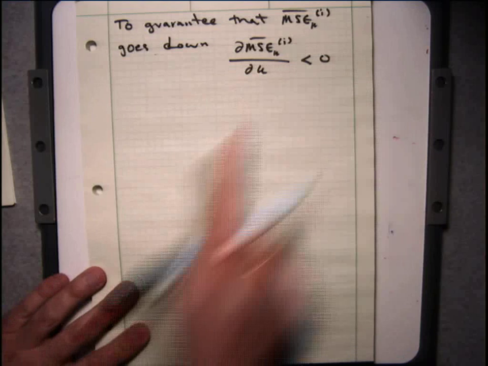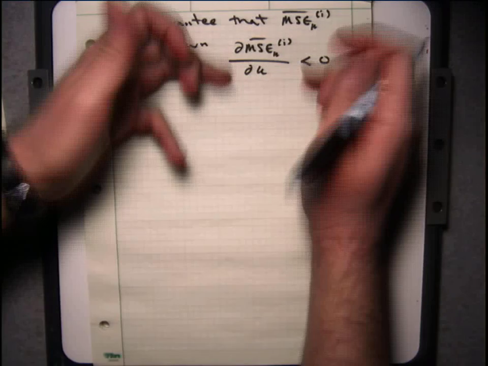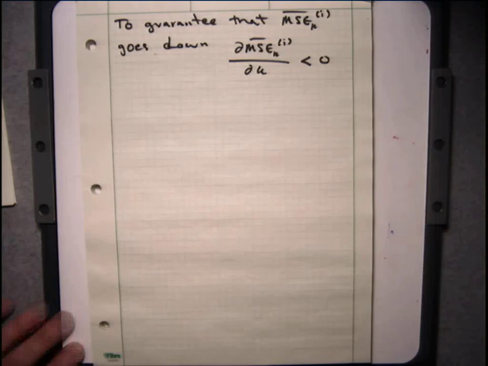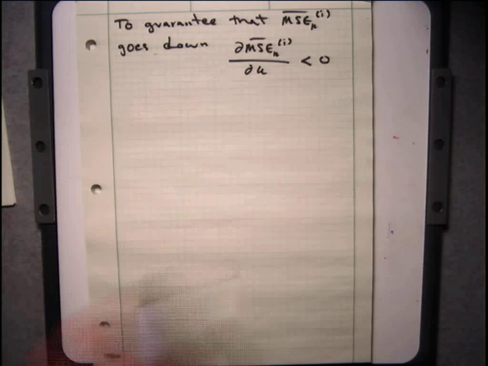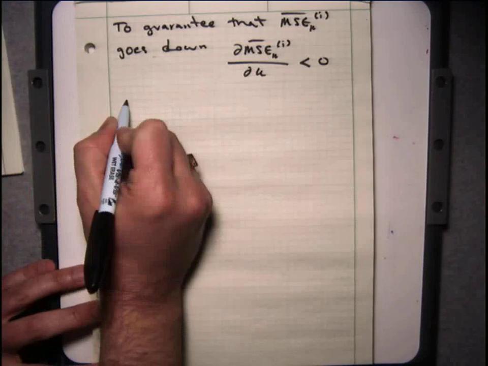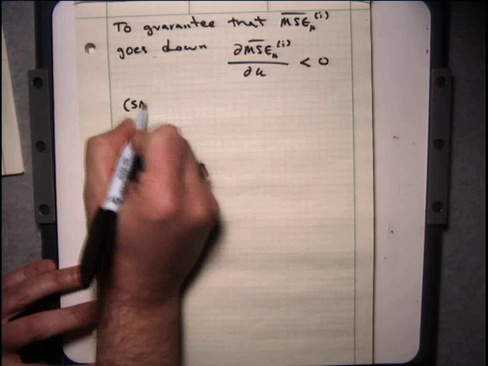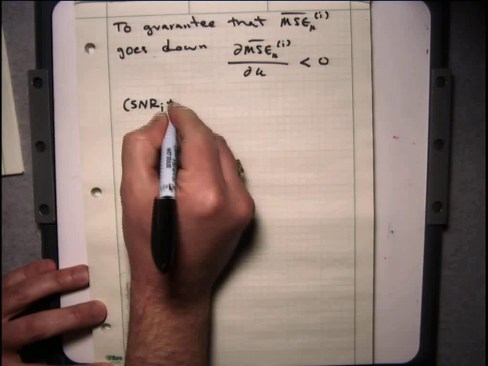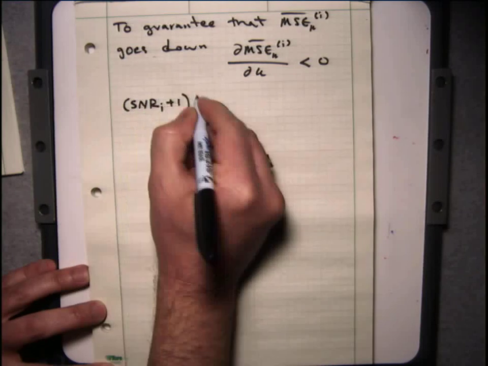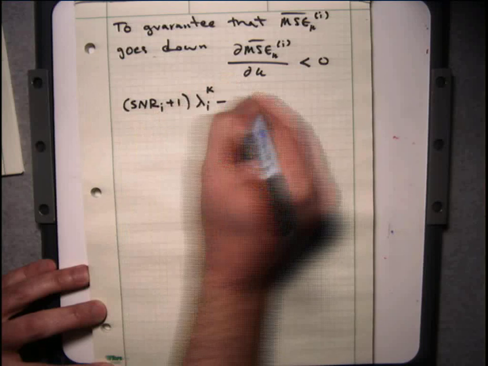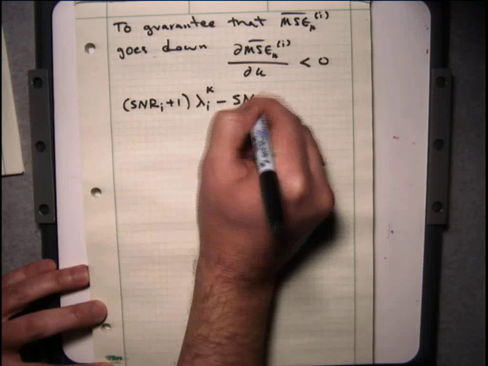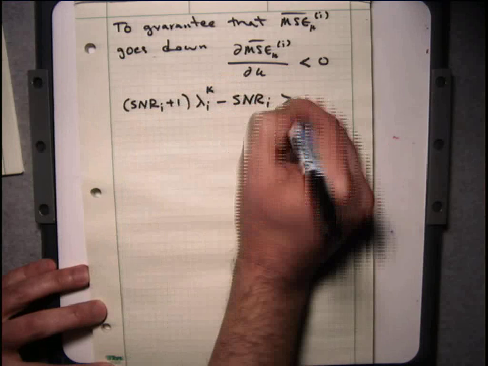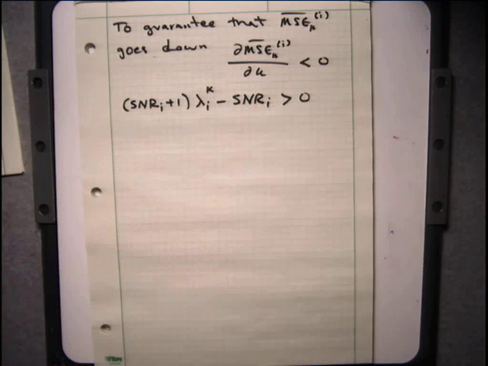So there's a bunch of algebra that goes into doing this, and I'm not going to take you through that. But the bottom line is, once you write this condition out after doing this algebra, you get the following: SNR_i plus 1, times lambda_i to the k, minus SNR_i, has to be bigger than 0. Okay? This is the condition you get.